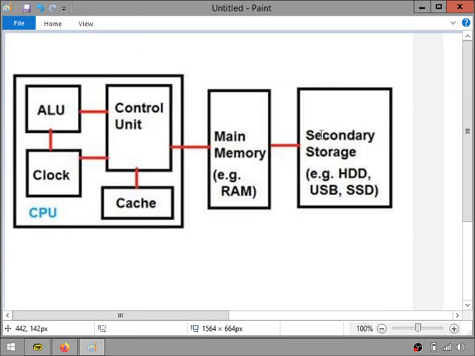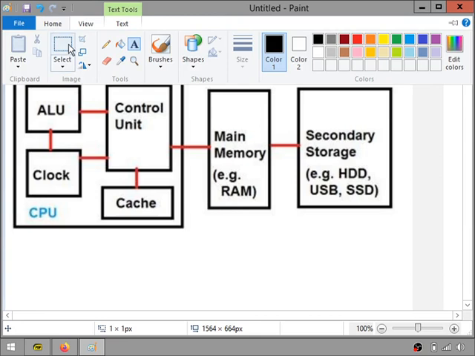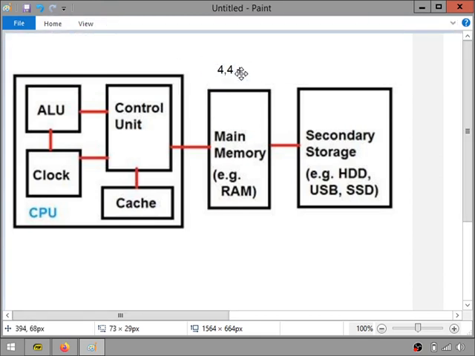So let's imagine you have some program code running inside your memory. And one of the instructions is 4 and 4. And we're going to add them together. So we say 4 and 4, add them together. That's our instruction that's floating about in our memory. And by the way, if you don't know, 4 plus 4 is 8.